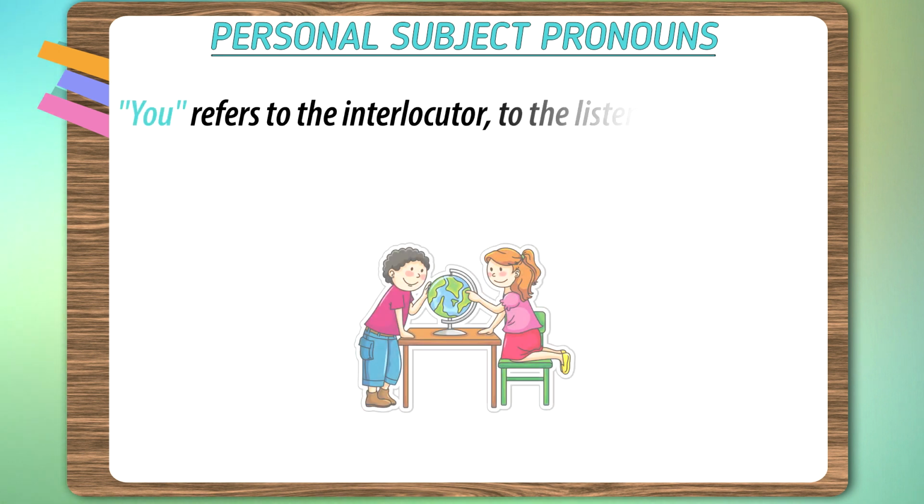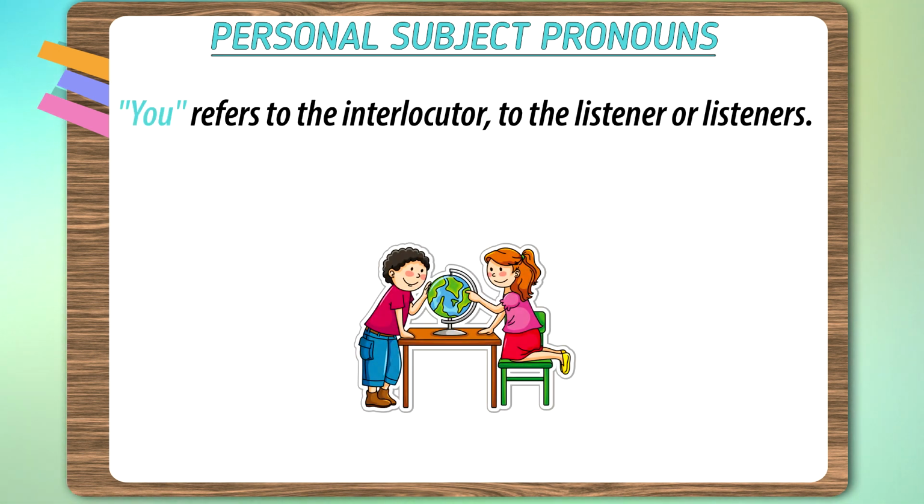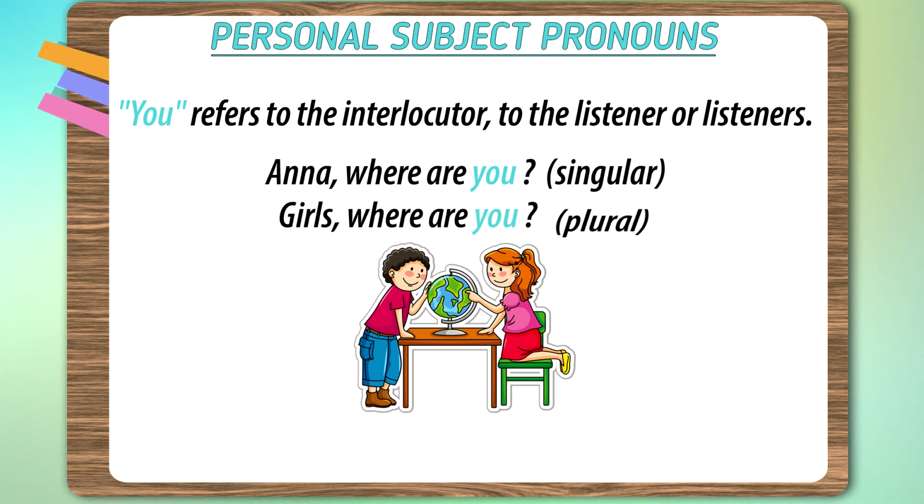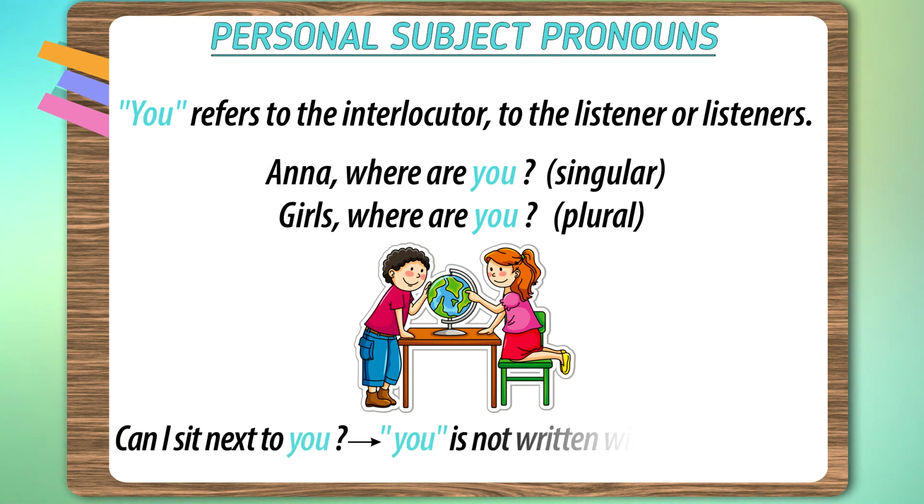The pronoun you refers to the interlocutor, to the listener or listeners. It can be one person or several, which is usually seen from the context. For example, Anna, where are you? This is the singular. Girls, where are you? This is the plural. Denoting the polite address, the pronoun you is not written with a capital letter in the middle of the sentence. Can I sit next to you?